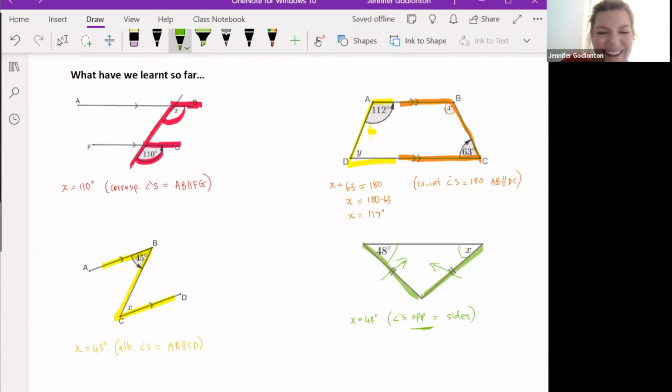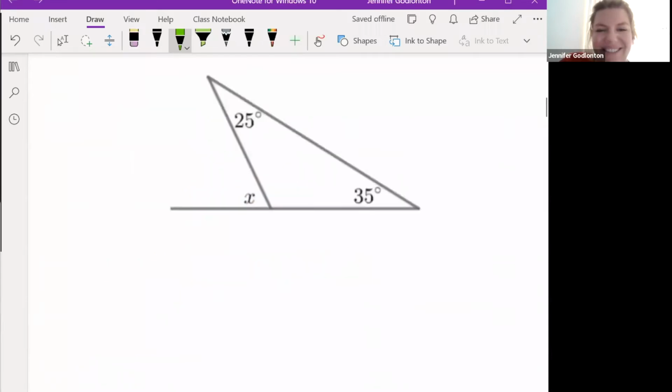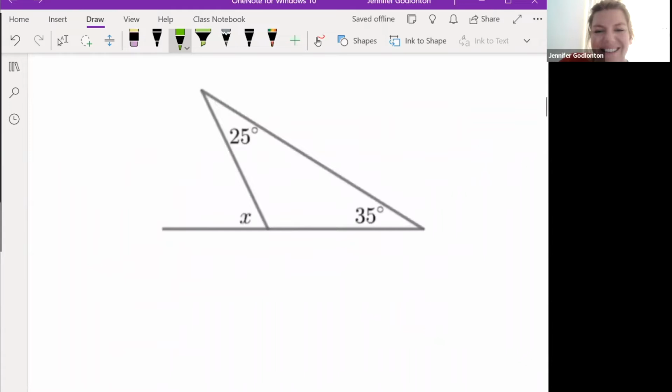Good. I hope you aced the quiz too. This is our sneaky rule. Our sneaky.